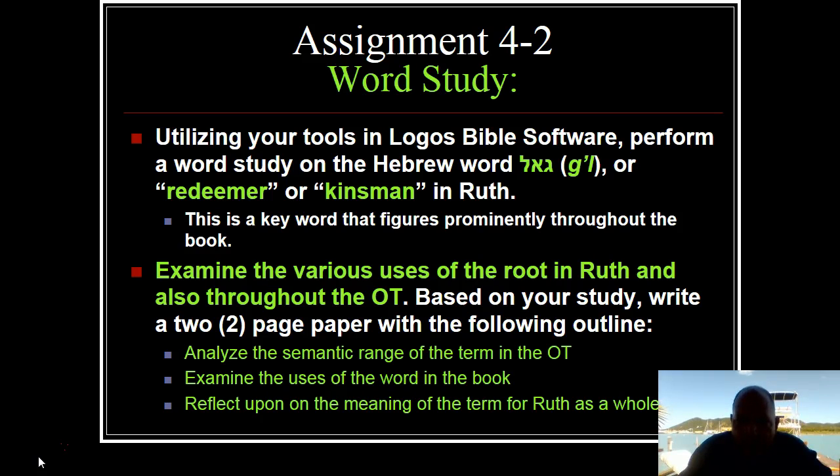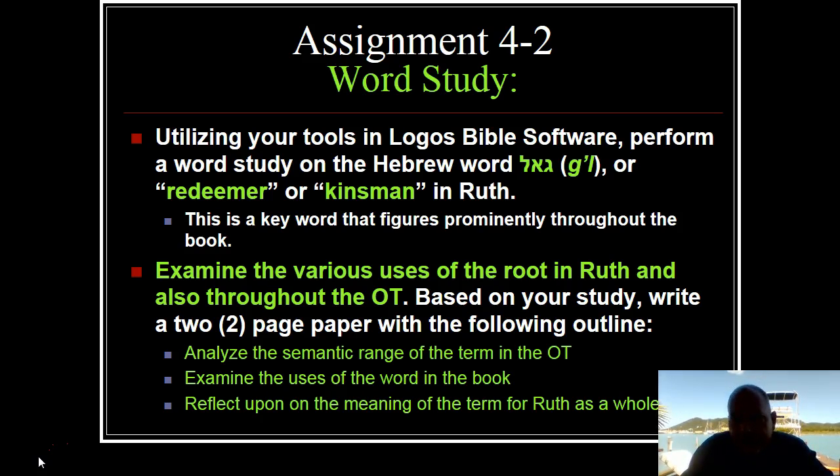Based upon your word study, write a 2-page paper with the following outline. Analyze the semantic range of the term in the Old Testament. Examine the uses of the word in the book, and then finally reflect upon the meaning of the term for Ruth as a whole. So your goal in a word study is you take an important term, you research everywhere in the Bible that this term is used to understand how that word has a range of meaning, and then understand in context of Ruth, really what does this term mean?